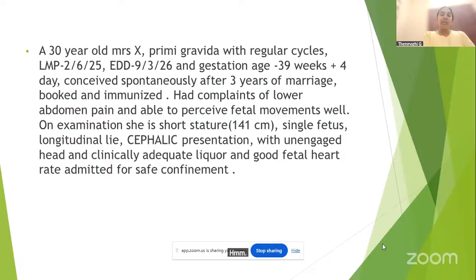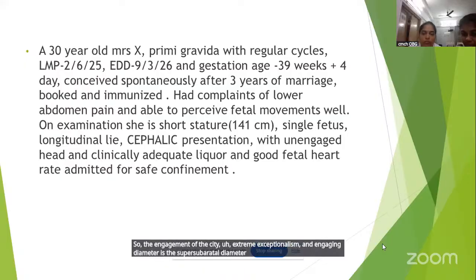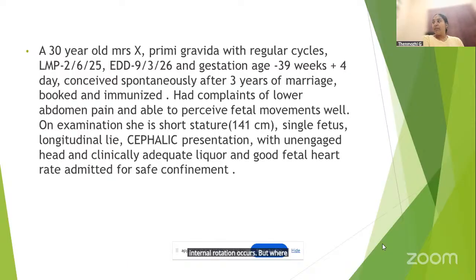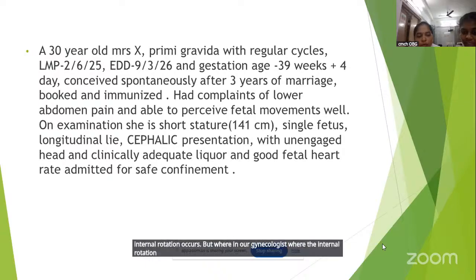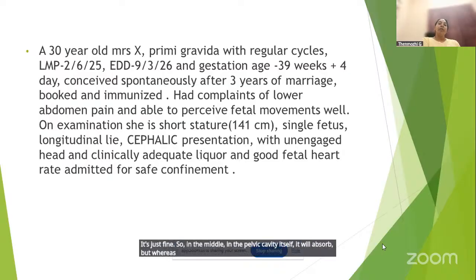So the engagement occurs with extreme asynclitism and the engaging diameter is the supra-subparietal diameter. And then the internal rotation occurs deep into the pelvis, at the level of the outlet only. But in our gynecoid pelvis, the internal rotation occurs at the level of the ischial spines, ma'am, in the mid pelvis, in the pelvic cavity itself. Whereas in the flat pelvis, it will occur at the level of the outlet and then the head will be delivered. Okay.